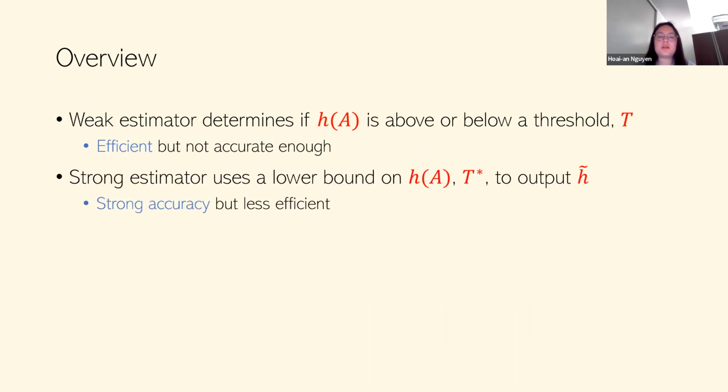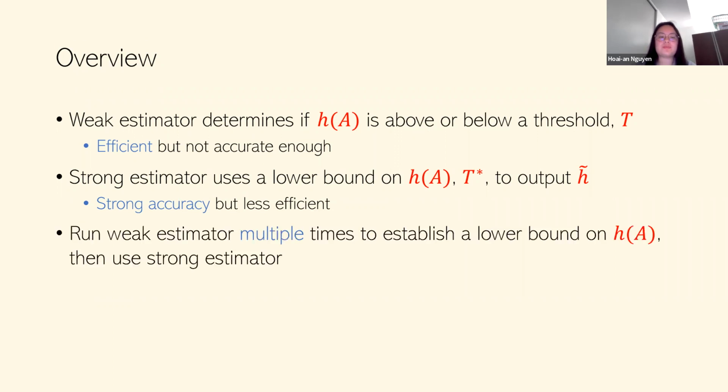To supplement, we also have a strong estimator, which uses a lower bound on H, we'll call this T star, to output H tilde, or the final approximation of H. This strong estimator has stronger accuracy, but is less efficient than the weak estimator. And so we combine them in the following way.